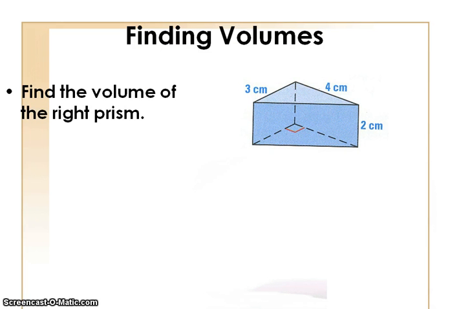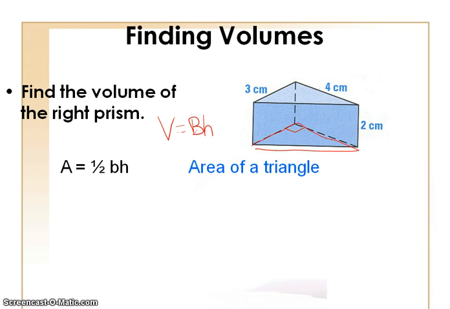So if we wanted to find the volume of this right prism, we know that volume is equal to the area of the base times the height. In this case, the area of the base is a triangle, so it would be 1/2 base times height, since that's the formula for the area of a triangle. And we know it'd be 1/2 times 3, because that's the base, and 4, that's the height. Be careful with that.